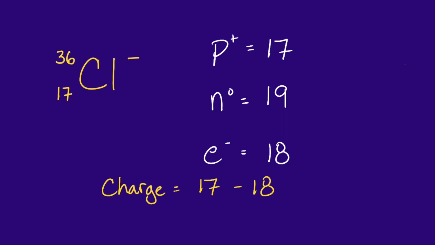And if you would prefer to do a little bit of math for that last bit, when we find the charge, remember that we said charge was the number of protons, 17, minus the number of electrons, 18 in this case. 17 minus 18 is -1, which is the charge that we have here for our chlorine anion.